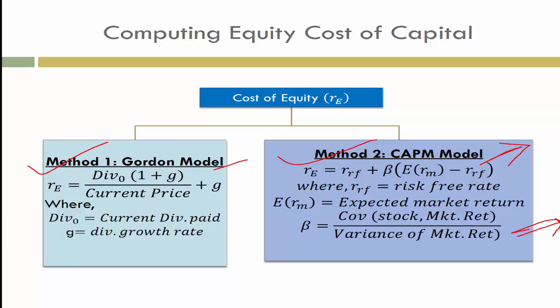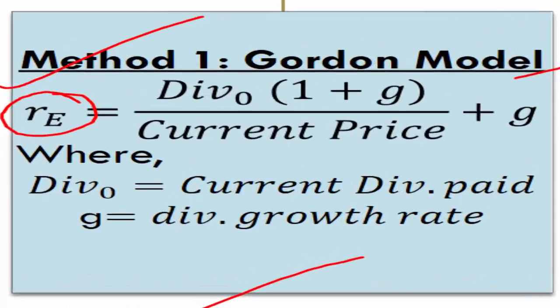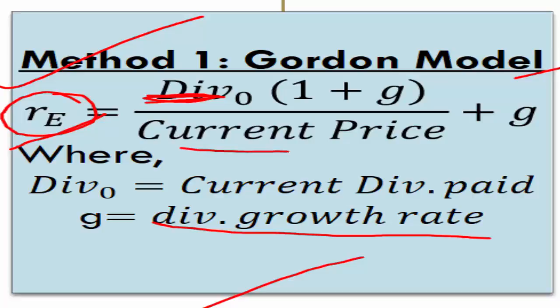So let's start with the first method of finding the equity cost of capital. If you look at the formula, how do you calculate? Here I have given the formula. RE refers to cost of equity, and that equals the dividend times 1 plus g, where g means the dividend growth rate, divided by the current price. In order to compute the equity cost of capital based on the Gordon model, we need to know all these different variables used in this equation.